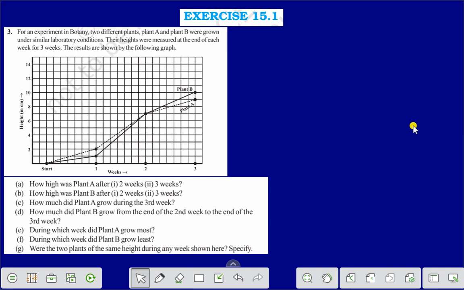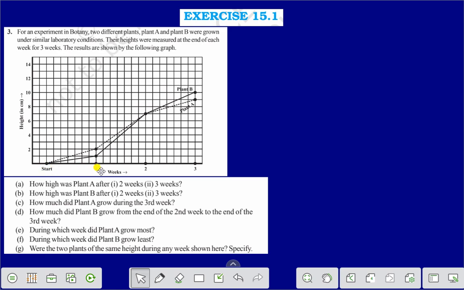Hello everyone. Today we shall discuss exercise 15.1, question number 3. For an experiment in botany, two different plants, plant A and plant B, were grown under similar laboratory conditions. Their heights were measured at the end of each week for 3 weeks. The results are shown by the following graph, right?